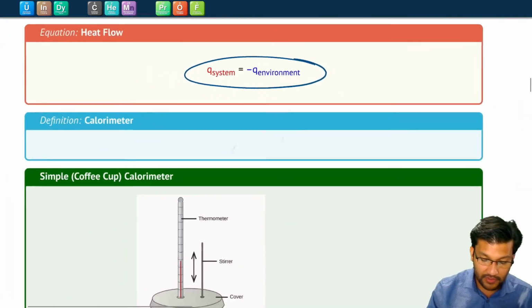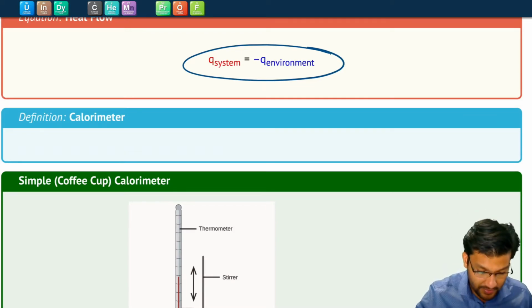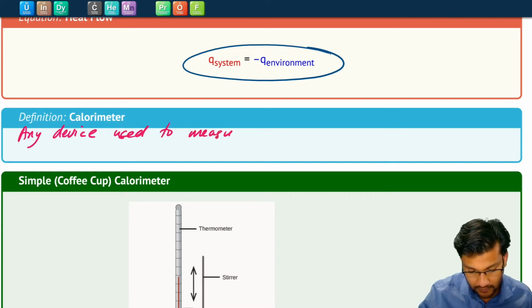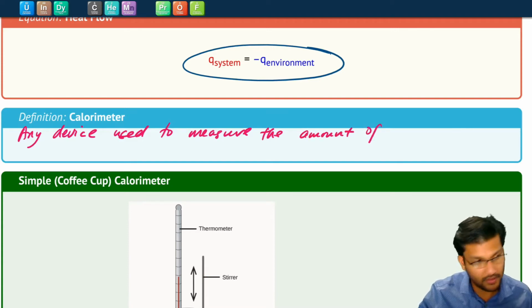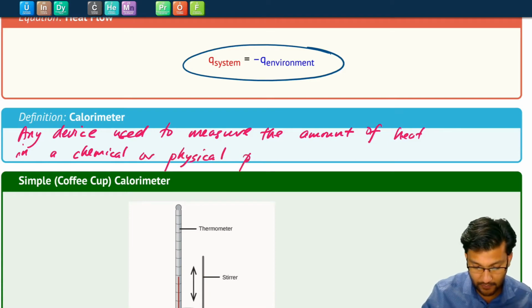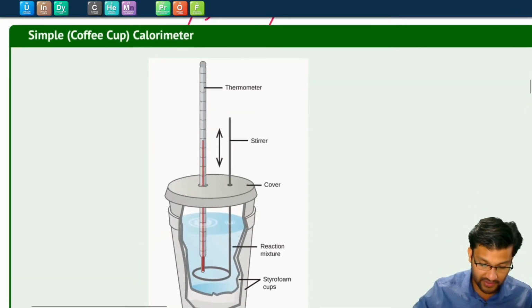All right, so the way we go about measuring heat flows in chemistry is by using a setup called a calorimeter. So a calorimeter is just any device used to measure the amount of heat in a chemical or physical process. And the simplest type of calorimeter is this coffee cup calorimeter here.